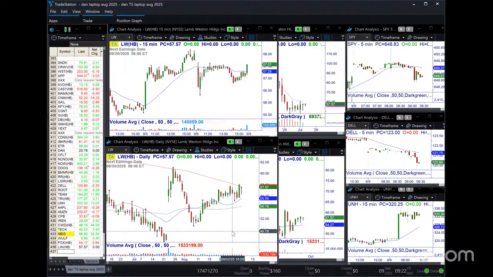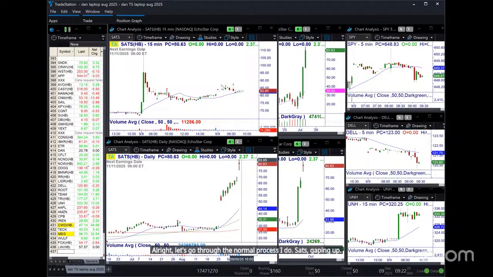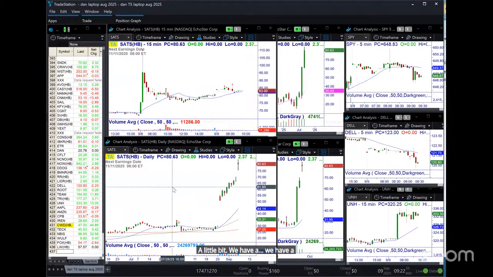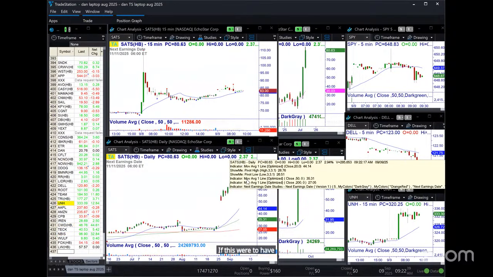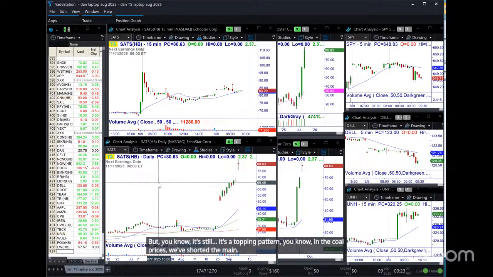All right, let's go through the normal process I do. SATS is gapping up a little bit. We have a call spread on that, break even stop. If this were to have gapped down under yesterday's low, that would be the old people calling them an abandoned baby. But it's a topping pattern. In the call prices, we shorted, I forget, 95 or 100. So it was insane, the juice that was up there.